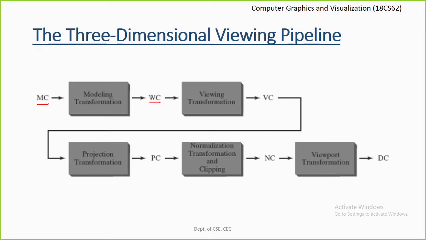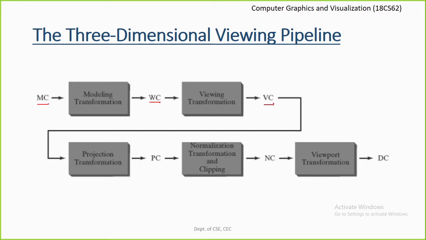In the world coordinates, we construct a scene. A sphere will be placed with respect to the cube, or the cube will be placed in front of the sphere, and so on. Creating a scene composed of different 3D objects, we call it the world coordinates. Now these world coordinates should be viewed on the viewing plane, right? So we apply the viewing transformation to convert the world coordinates to the viewing coordinates.